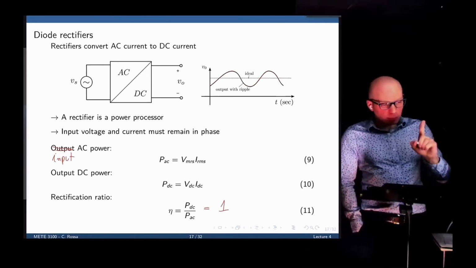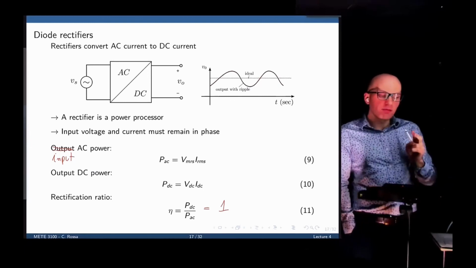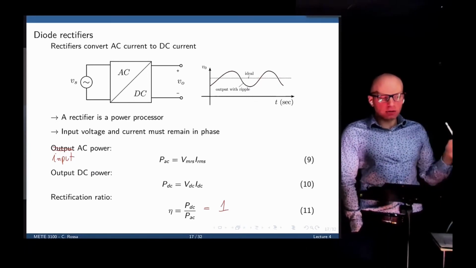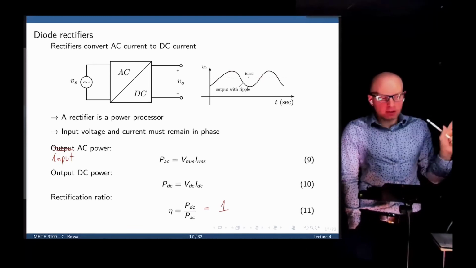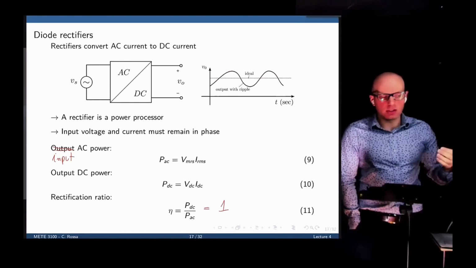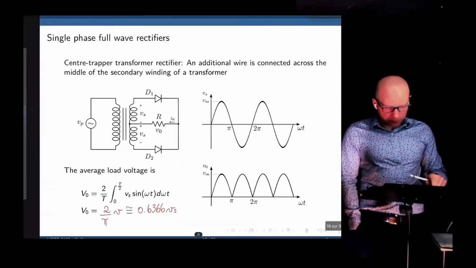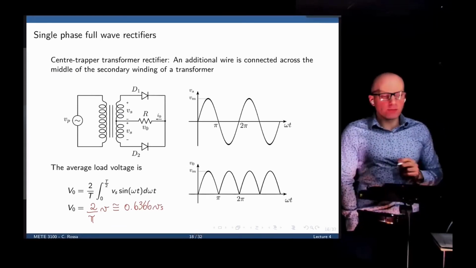That's one problem. The second problem is that the current and the voltage will not be in phase, but they should. They should always be in phase, but the output current and the output voltage will be shifted, which means that the power factor now decreases. So the output power decreases slightly. So this rectification ratio will never exactly be 1.